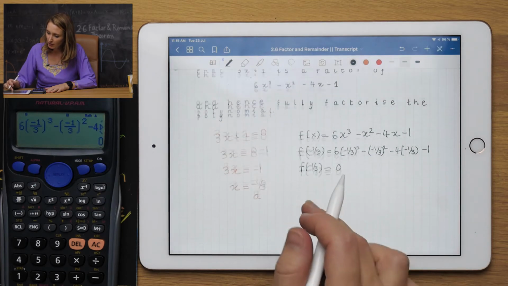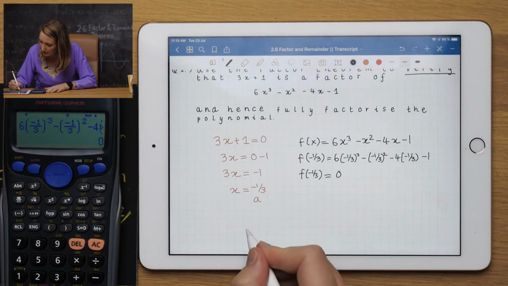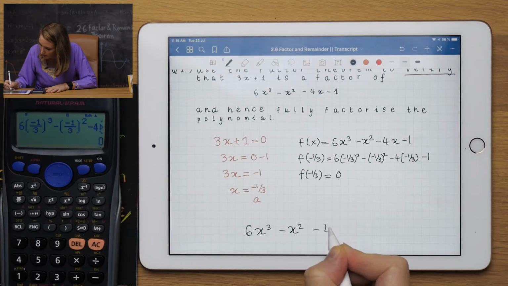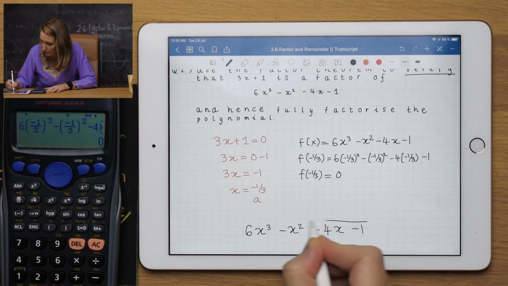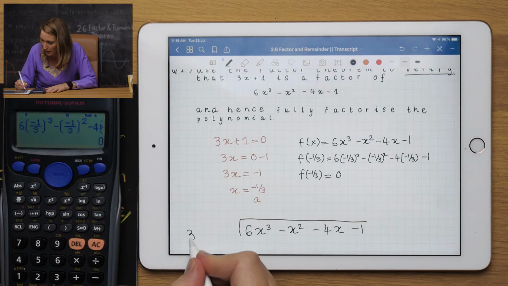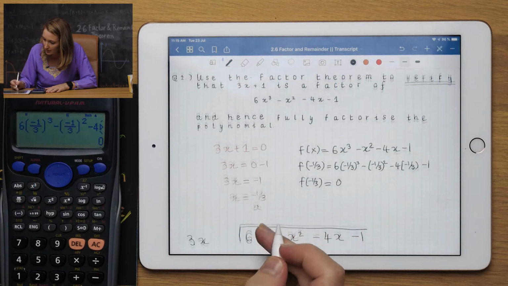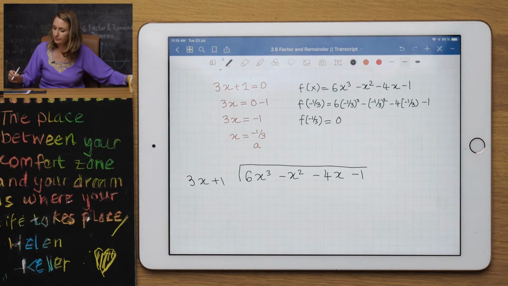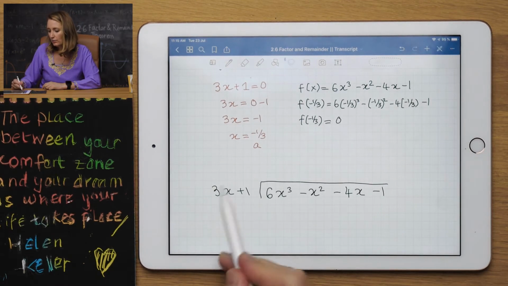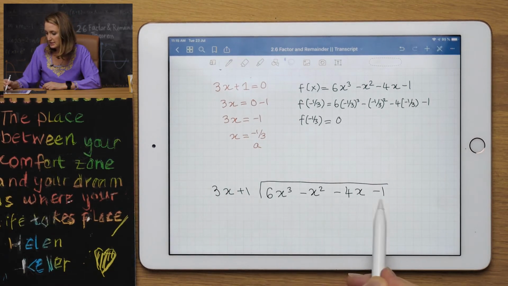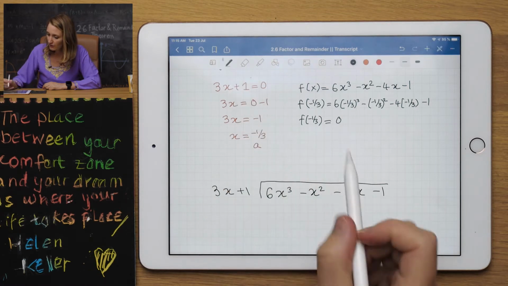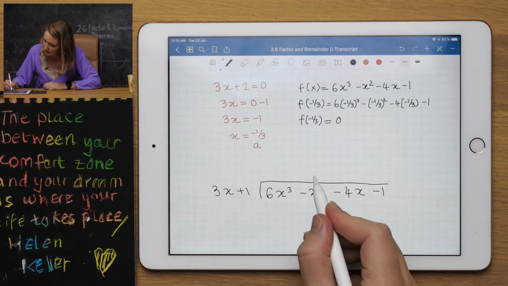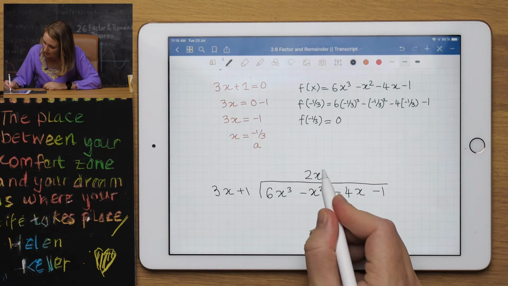Now to fully factorize, we need to use long division. So we've got 6x cubed minus x squared minus 4x minus 1. We're going to use our long division here. And once you know one factor, it's really easy to find the other factors. We divide it in with the long division. So this is obviously the dividend, this is the divisor, to find the quotient. So 6x cubed divided by 3x is 2x squared.